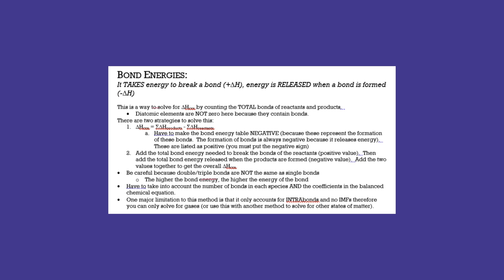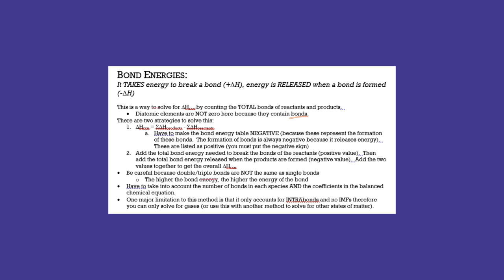One of the things you have to be careful of, this method of solving really looks the same as standard enthalpy of formation. So you have to recognize a few differences between them. One of the biggest is that elements, such as diatomic elements, are not going to be zero if they have an intramolecular bond. We're referring to intramolecular bonds here. None of these have IMFs. So there are going to be no IMFs in bond energy calculations. If it has IMFs, this method won't take those IMFs into account, so you'd have to use it in combination with another method.